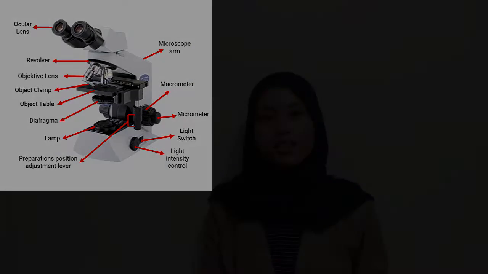Preparation position adjustment lever. The top adjusts the position of the preparation toward the front or back, and the bottom adjusts the position of the preparation to the right or left. Microscope arm, to hold the microscope. Macrometer moves the tube up and down with a coarse sweep, and micrometer moves the tube up and down with a smooth sweep. Leg switch, to turn the microscope on or off. Lamp intensity control adjusts the required brightness of the lamp.